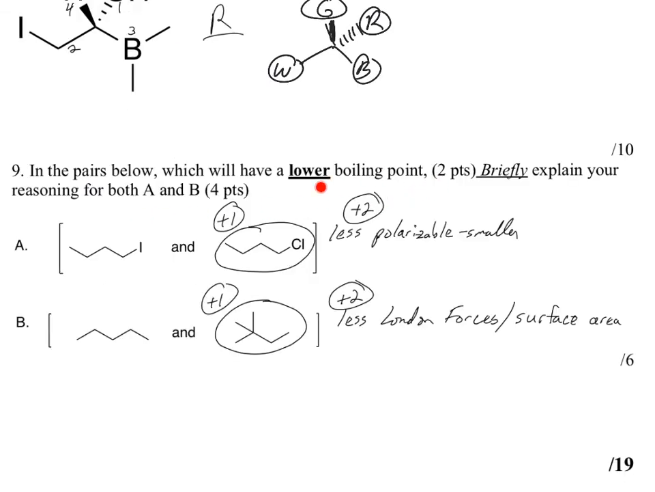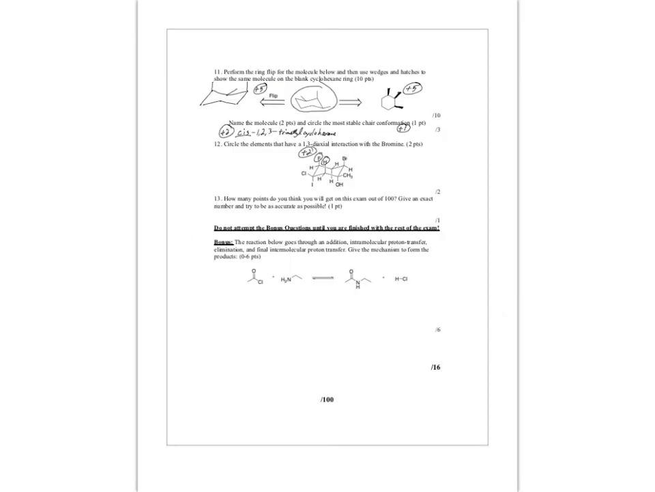The pairs below, which will have a lower boiling point. So lower boiling point would be less polarizable in this case. Iodine's bigger. This is actually one of the questions we had from our workshop, I think. So again, answer is worth 1 point. The explanation is worth 2. This one will have a lower boiling point because it's more branched, less surface area, less London forces. So that's what we're looking at here for these things. So pretty straightforward. All right, chair time.